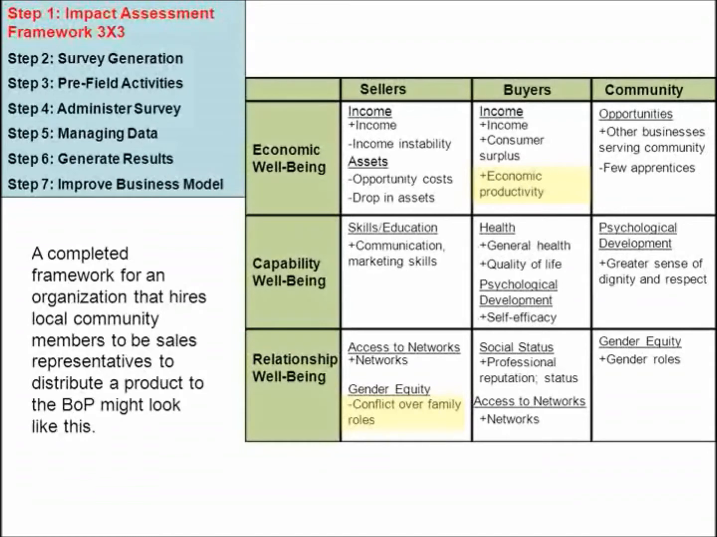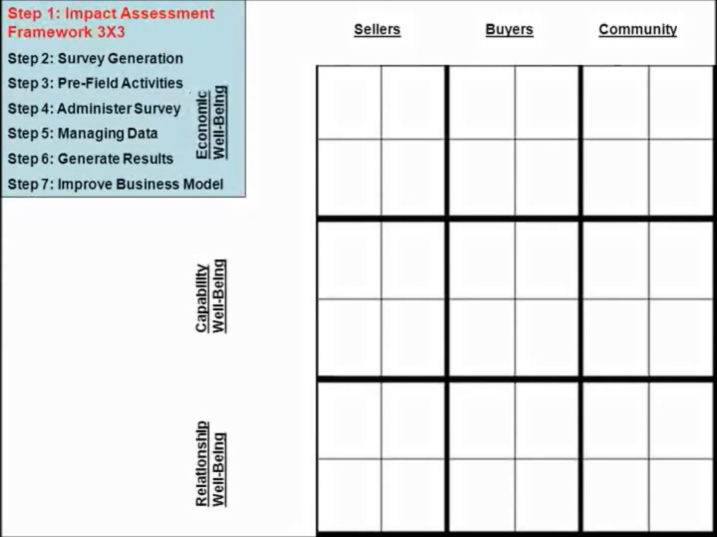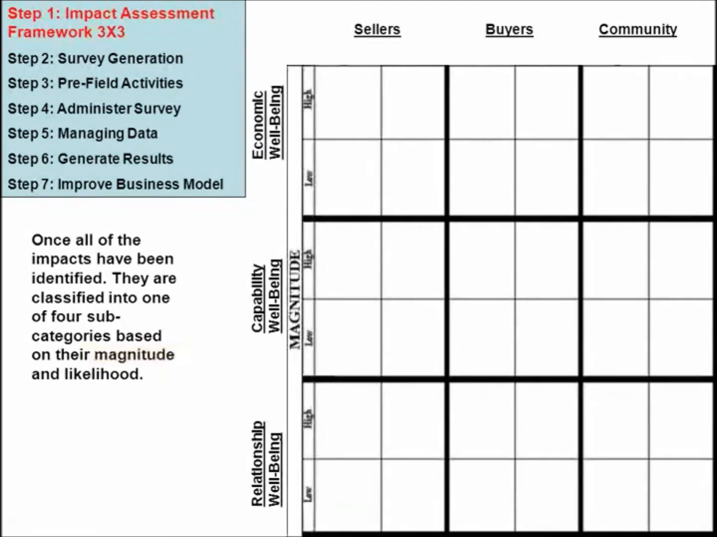Suppose that two of the potential impacts that the organization found most notable were increases in economic productivity in local buyers and increases in conflicts over family roles among local sellers. It is necessary to classify all of the impacts based on magnitude and likelihood in order to gauge how important each impact is with respect to others.